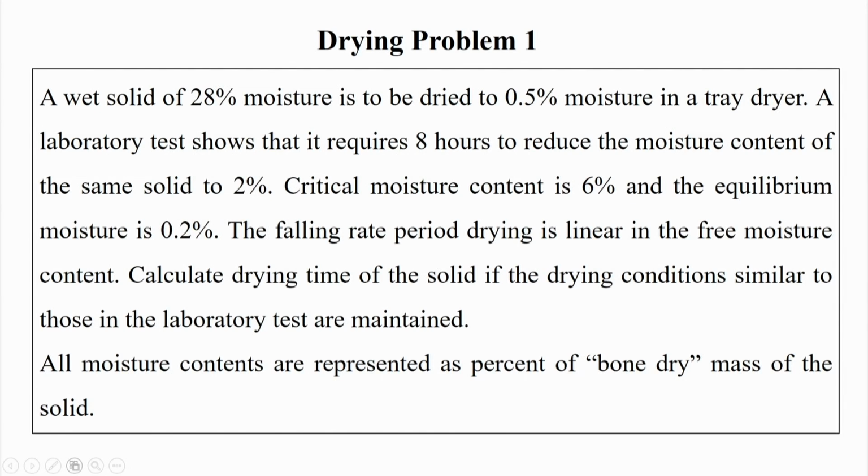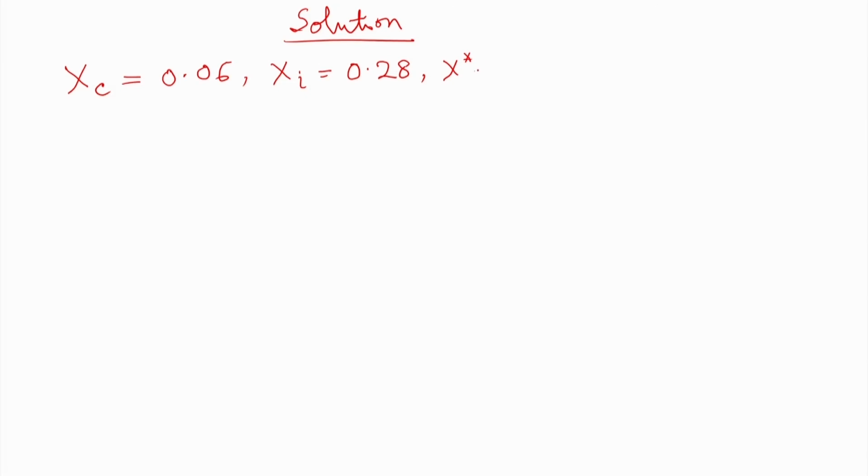So, this is a very simple problem; we just need to gather the information, and from there we will get the total drying time. For the solution, we need to write these values: x_c is equal to 0.06, then x_i is the initial moisture content 28%, which is 0.28, and the equilibrium moisture content is given as 0.2%, like this 0.002.